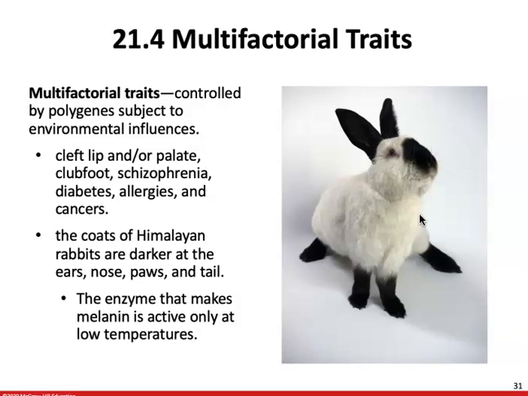Another really great example of this would be the coats of Himalayan rabbits. They are darker at the ears, nose, paws, and tails. And that's because those are the colder regions of the body. The enzyme that makes the melanin for that darker pigmentation is really only active at lower temperatures. Since their feet and their ears are the coldest parts of the body, that's going to be the region that has the darker pigmentation. So that's going to be multifactorial traits. These are going to be coded for by multiple genes, but they're also going to be strongly and heavily influenced by the environment.